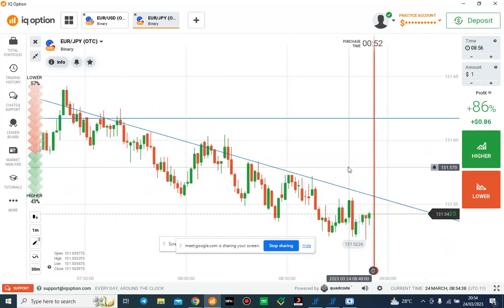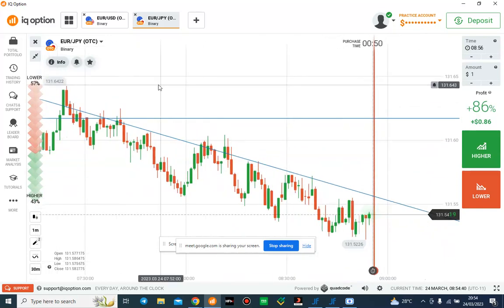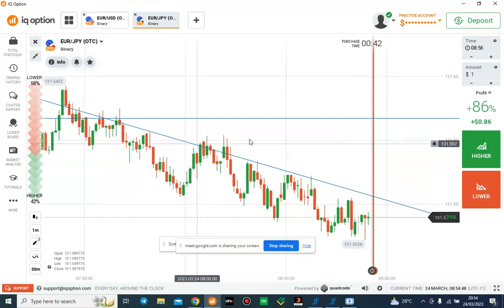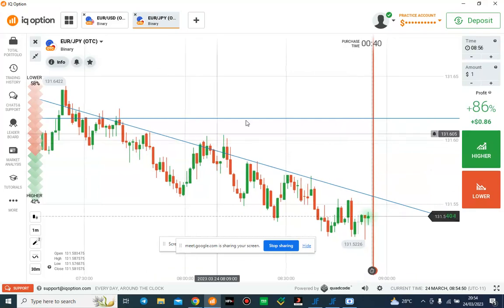Which indicates what I'm expecting is for the price to break this trend line and continue to this level. Okay, if you don't know what I mean by that, that is price action.